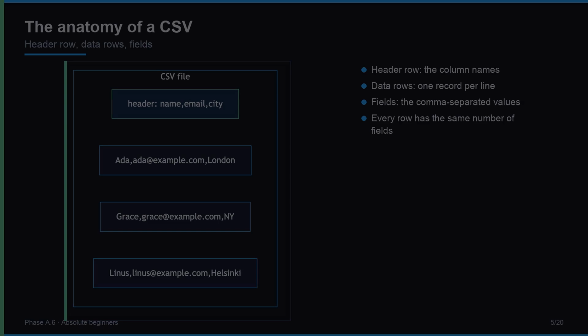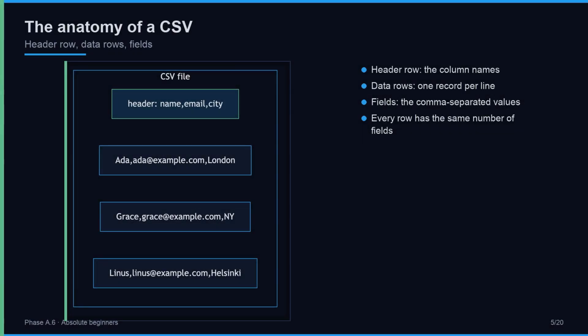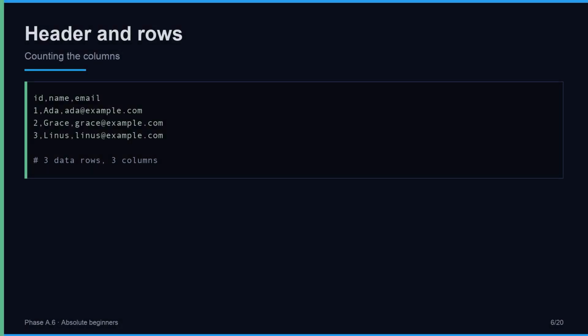Let us name the parts of a CSV file. The first row is the header row, it lists the column names. Every row below the header is a data row. Each value separated by a comma is called a field. So in Ada, 36, London, you have 3 fields. The header has 3 fields too, which means every well-formed data row has the same number of fields as the header. That alignment is what makes the file structured rather than random text. Header, rows, fields.